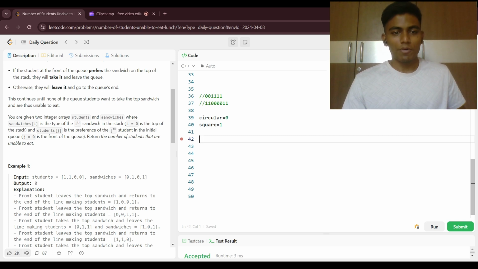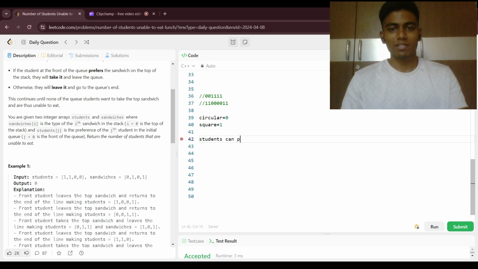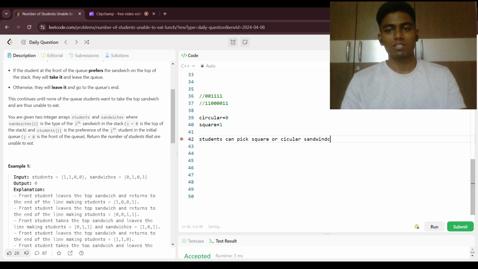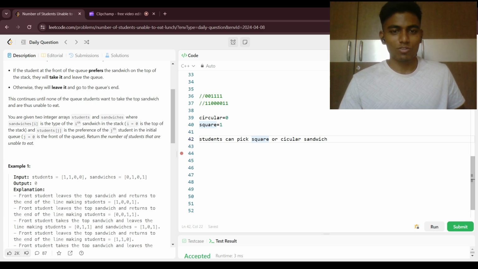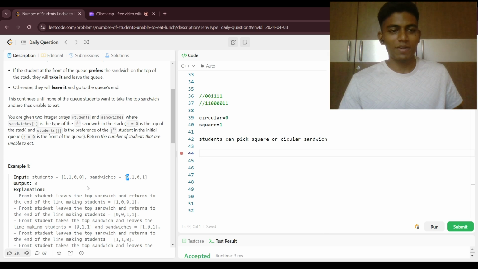So whenever we have students, they can pick a square or circular sandwich. So he can pick any one of the circular sandwich or square sandwich. But the main thing is, whenever we have a circular sandwich or square sandwich in any order, we need to have this many students who will pick these top sandwiches, and then again we'll see in the students.